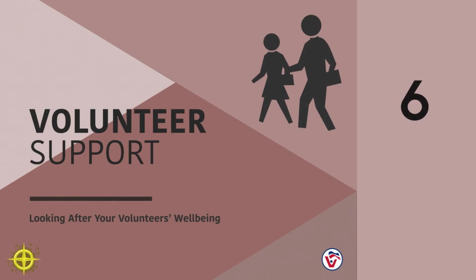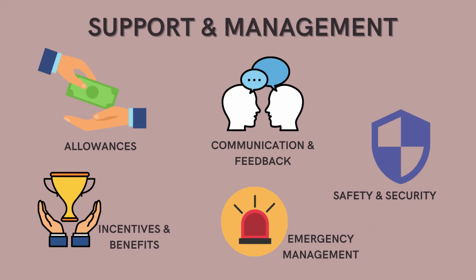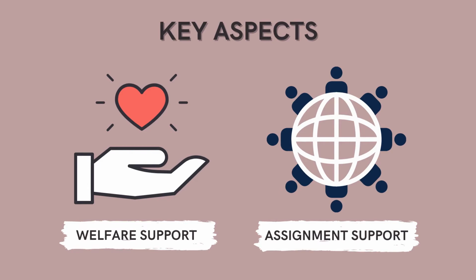The sixth component of VMS is volunteer support. This focuses on aspects related to the support and management of volunteers on assignment, including allowances, incentives and benefits, communication and feedback, safety and security, and emergency management. Volunteer support systems should consider the following: welfare support and assignment support.